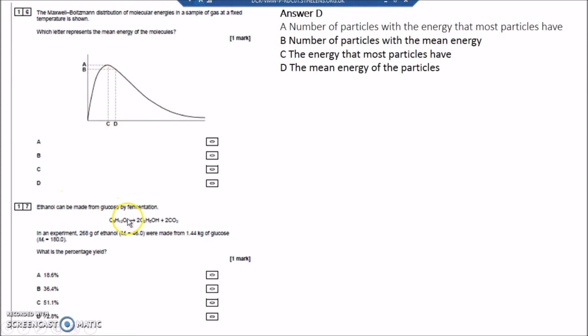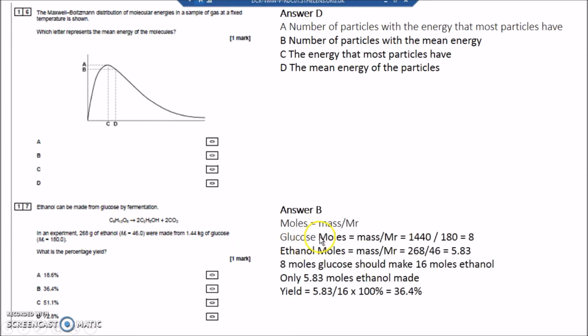Ethanol can be made from glucose by fermentation. I've been given a mass and an MR of each, so I need to work out the number of moles of each. Moles is mass divided by MR. So moles of glucose is mass divided by MR.